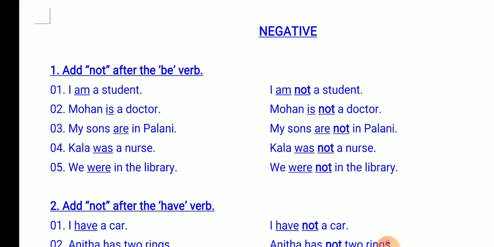Look at the last example. We were in the library. Here the verb is were. Add not after were and the sentence becomes negative. We were in the library becomes we were not in the library. This is the first rule which you have to remember about changing a sentence with a be verb into negative.